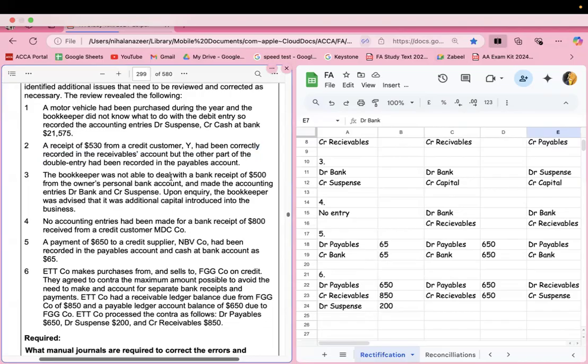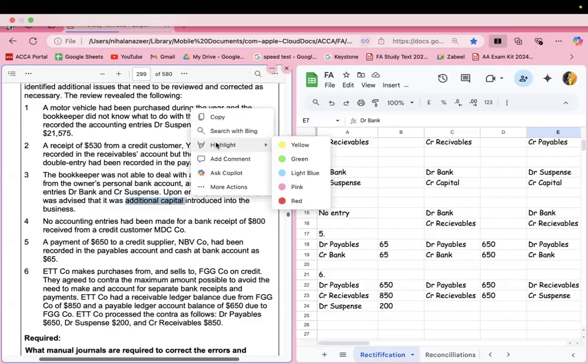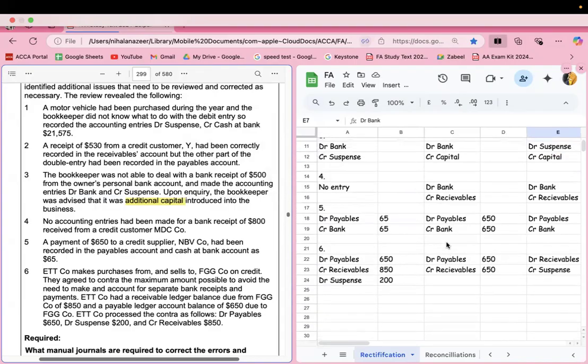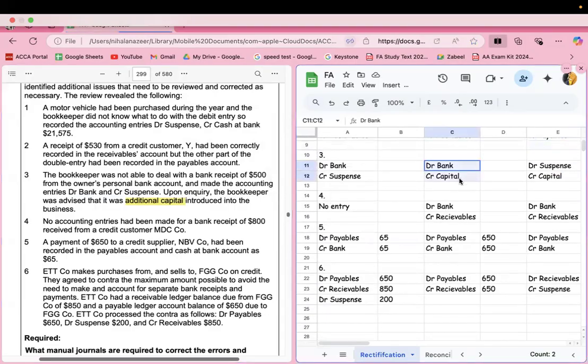Now let's see the third one. The bookkeeper was not able to deal with a bank receipt of 500 from the owner's personal bank account, and made the accounting entries as debit bank and credit suspense, right? Upon inquiry, the bookkeeper was advised that it was additional capital. So the correct entry for that is debit bank and credit capital.